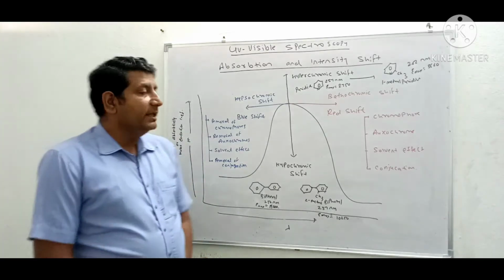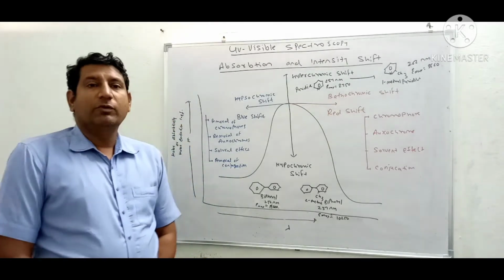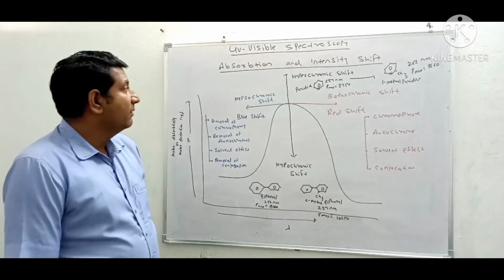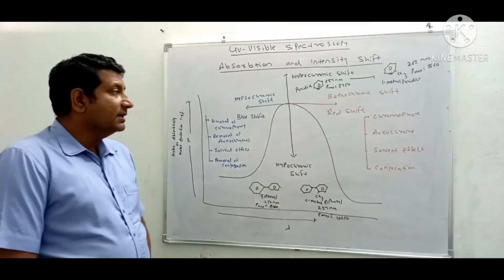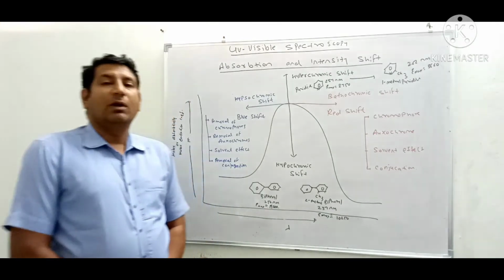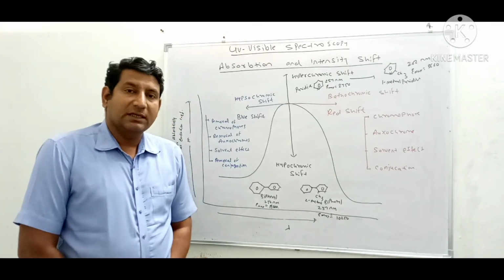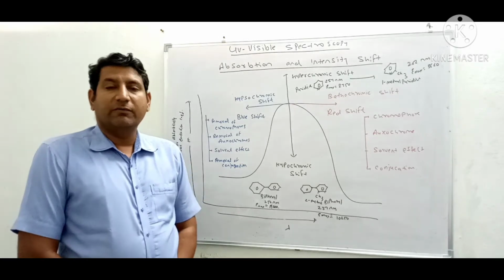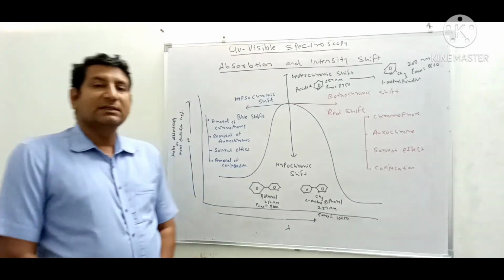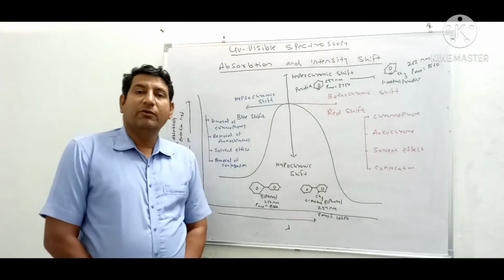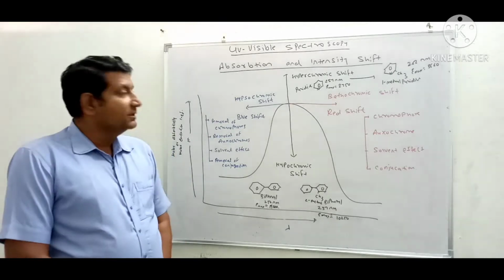We are studying about UV visible spectroscopy. In the series of lectures on UV visible spectroscopy, our today's topic is absorption and intensity shifts. In the last lecture, we discussed what are chromophores, what are auxochromes, and the various factors which affect absorption of organic compounds. Now in this video we will discuss a very important concept of UV visible spectroscopy, that is absorption and intensity shift.